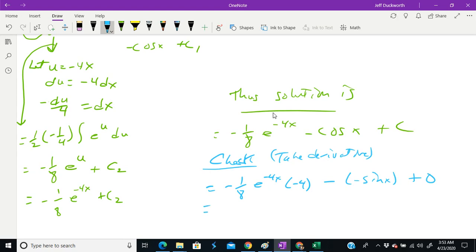So we can simplify this. We have a negative 4 and a negative 1/8, which gives us positive 1/2 e to the negative 4x plus sine of x, which is what we began with in the first place.